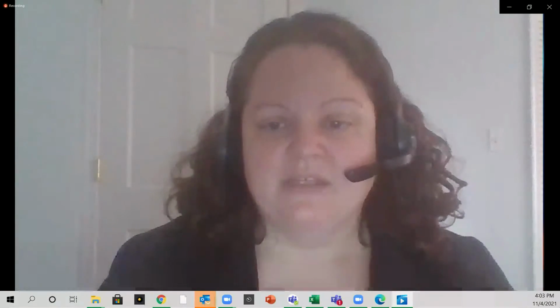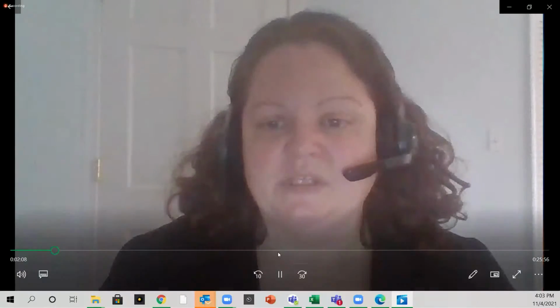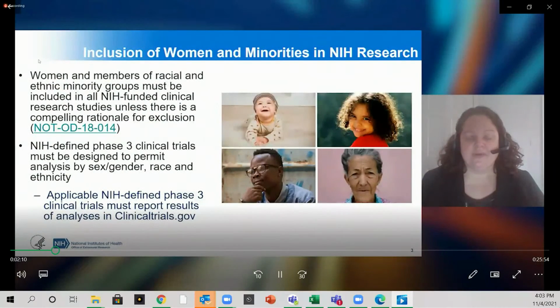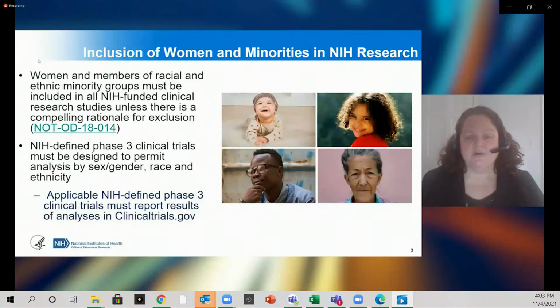Starting with the NIH policy on the inclusion of women and minorities in NIH research, the current requirements are that women and members of racial and ethnic minority groups be included in all NIH-funded clinical research studies unless there's a compelling rationale for their exclusion. The law specifically states that this reason cannot be based on cost. Typically, reasons of convenience are not considered acceptable reasons for exclusion of these groups. A compelling rationale, though, may be, for example, that a condition does not occur in a specific group, such as the case of prostate cancer in individuals whose sex at birth is female. It would be okay to exclude them from those studies.